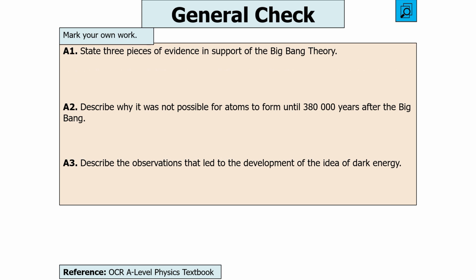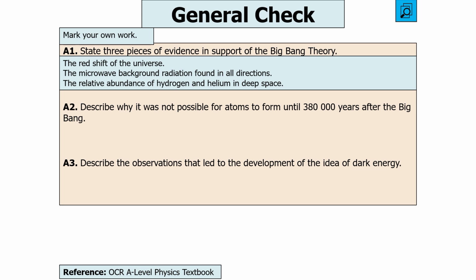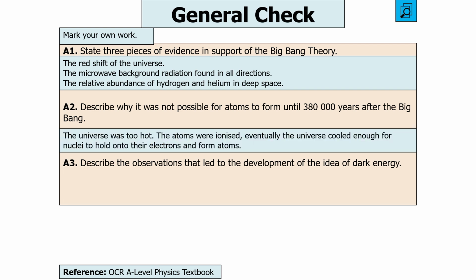As we said before, 3 bits of evidence are the redshift of the universe, the microwave background radiation found in all directions, and the relative abundance of hydrogen and helium in deep space due to the early fusion that took place in the universe. The next question is important to understand that until 380,000 years after the Big Bang, the universe was too hot. That meant the atoms were ionized, and eventually the universe cooled down enough for the nuclei to hold onto their electrons and form atoms.